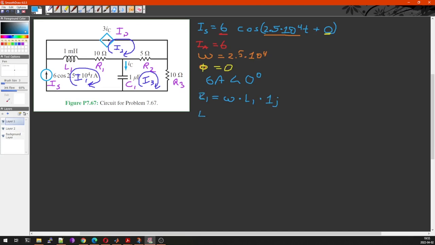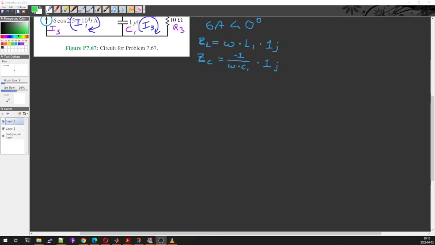Actually, let's fix that. Let's call it ZL. So now we have ZC is equal to negative 1 over omega times the capacitance value, again, times 1j. J being the equivalent to I in electrical engineering. Now that we have all that, let's go ahead and jump down here and start building our equations.